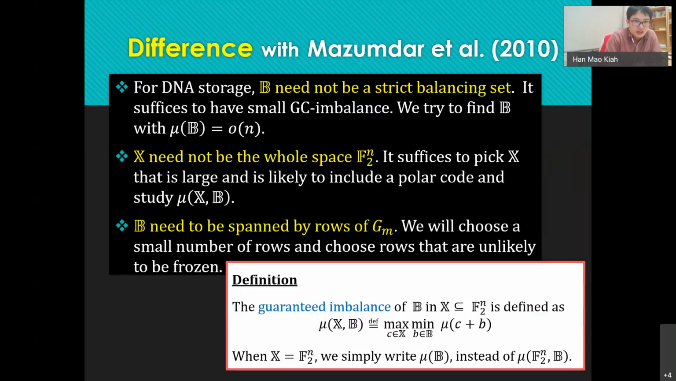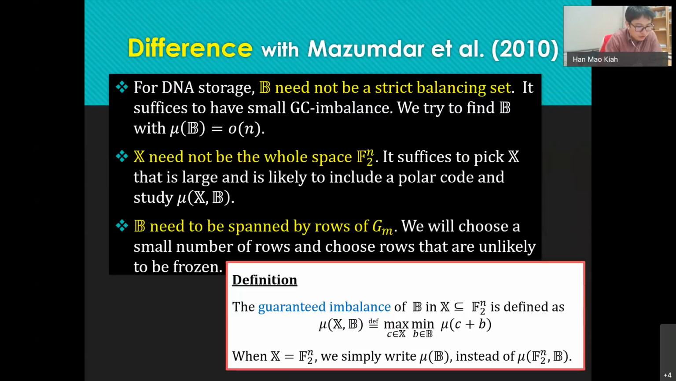Next, X need not be the whole space. It need not consist of all binary words of length n. This is because most of the time what we are doing is simply to balance words that are polar codewords. However, this will actually lead to some chicken and egg problem.